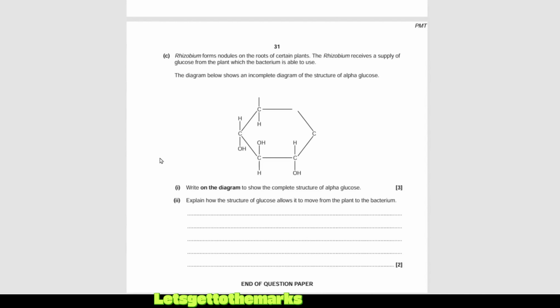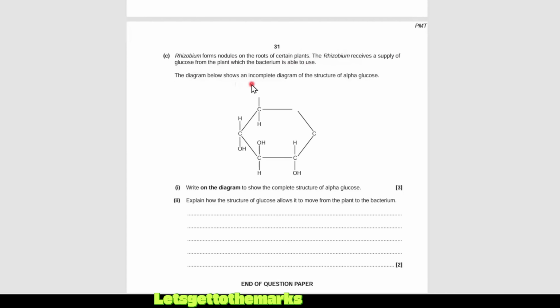Now we've got a tiny bit more. Rhizobium forms nodules on the roots of certain plants. The rhizobium, a type of bacteria, receives a supply of glucose from the plant, which the bacterium is able to use. So look, they're living in a symbiotic relationship where they get glucose from the plant and they help the plant absorb nitrates to make protein. So it's kind of I scratch your back, you scratch my back. So the rhizobium receives glucose from the plant, which the bacterium is able to use.